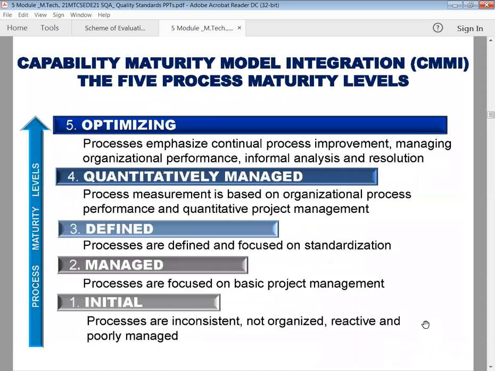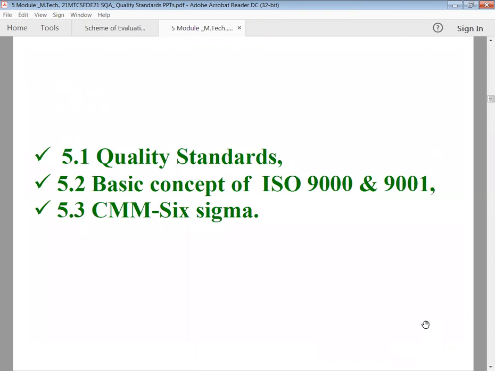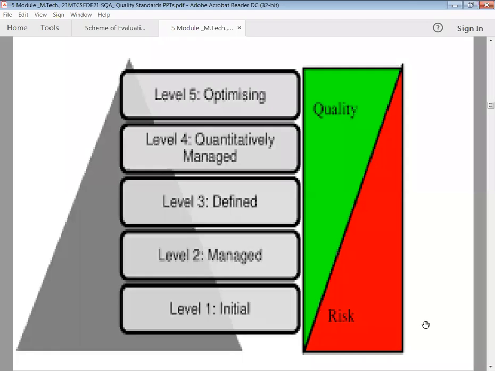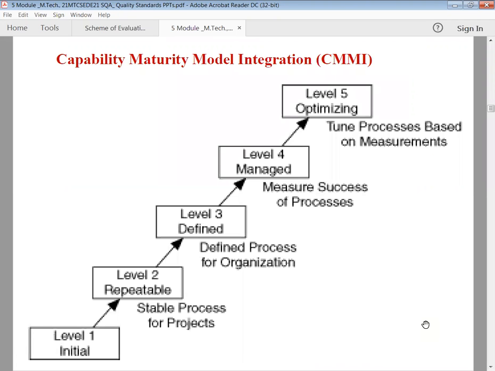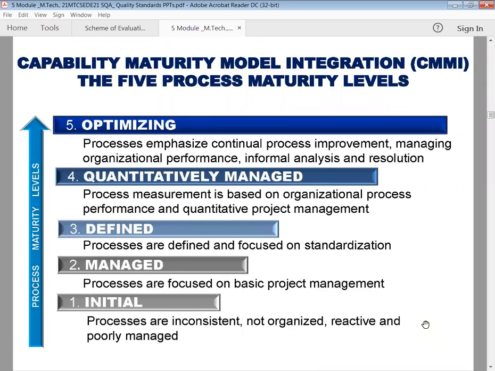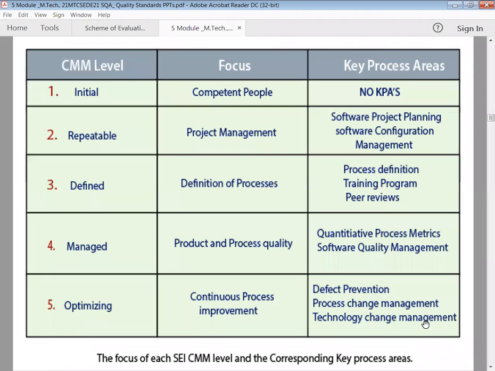Any doubt with respect to CMMI concepts, so far what we discussed? Initially we saw the CMMI definition and the 5 levels of CMMI, which are categorized into low risk and high quality. The 5 levels have their own predefined processes and activities, and each level focuses on different aspects of progress. If you categorize the 5 levels, initial, managed, defined, quantitatively managed, and optimizing, in each stage we give importance to different software development process activities. And if you compare the CMMI levels, focus and key process areas, each level focuses on different areas and different targets.